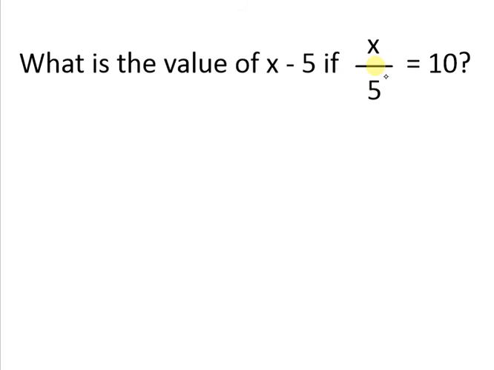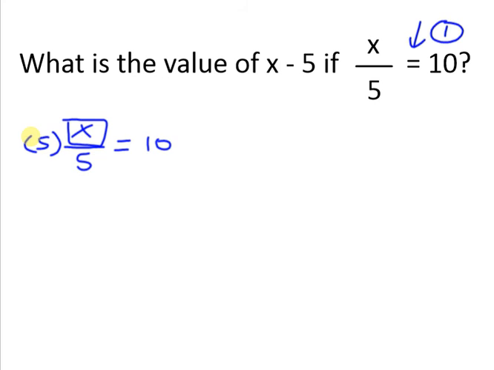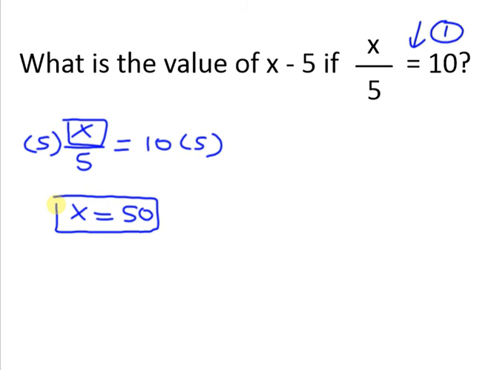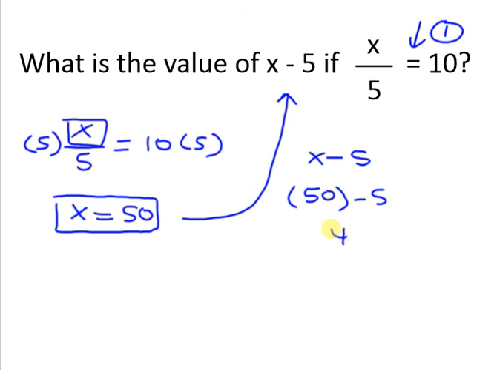What is the value of x minus 5 if x over 5 equals 10? So find the equal sign. Here it is. We need to solve this first. So x over 5 equals 10. So box your variable. We need to multiply. X equals 50. That's not our final answer though. We need to plug it into the expression x minus 5. And so 50 minus 5 is 45, which is our final answer.